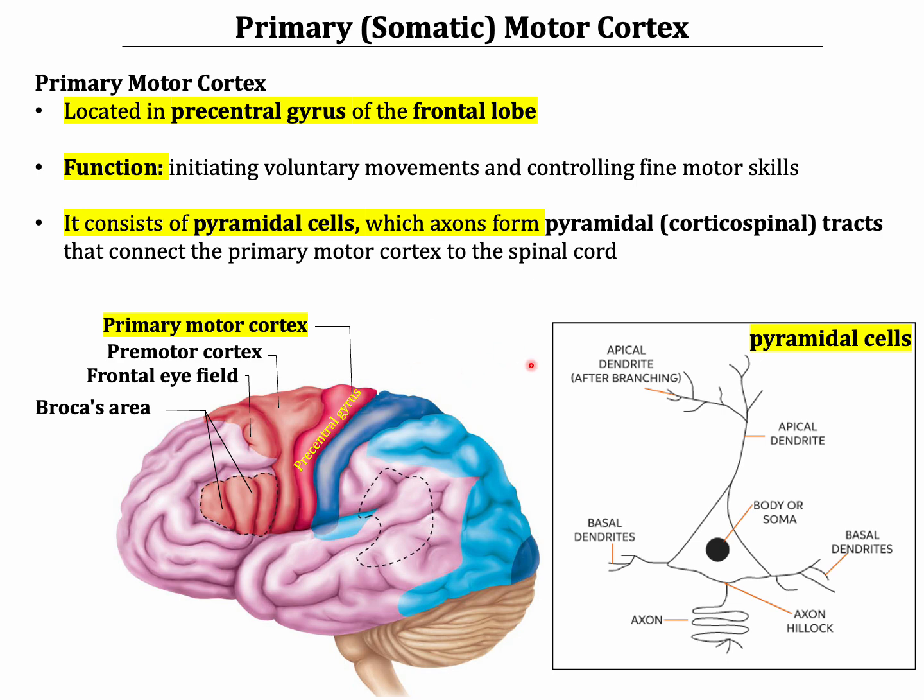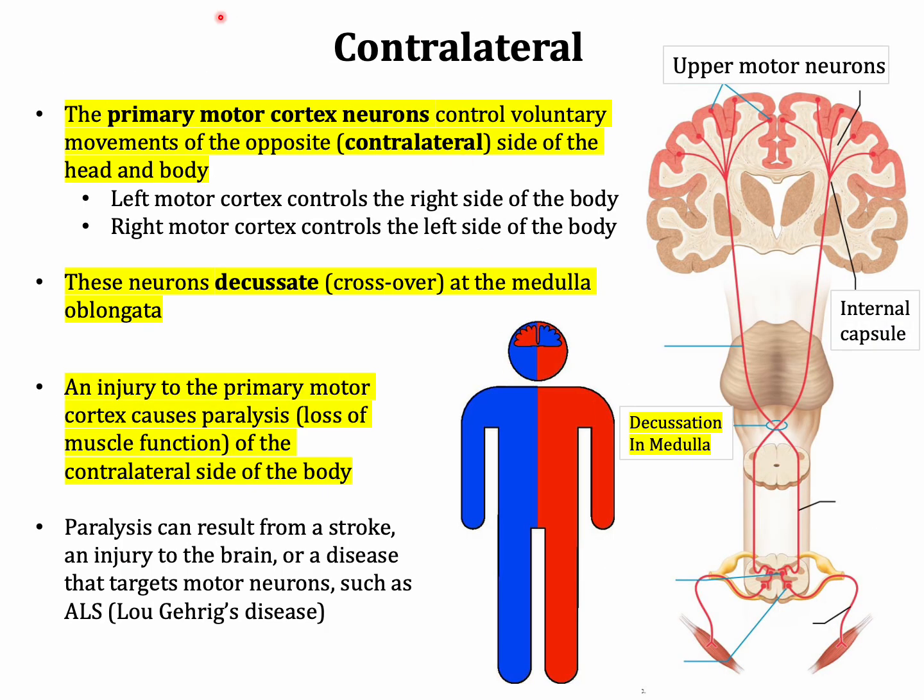As they descend down the spinal cord, they're going to synapse with what we call lower motor neurons, which will then go and innervate the skeletal muscles to control that motor output. Okay, so very specific location, very specific function, very specific cell type making up the primary motor cortex. The primary motor neurons control voluntary movement on the opposite or contralateral side of the head and body.